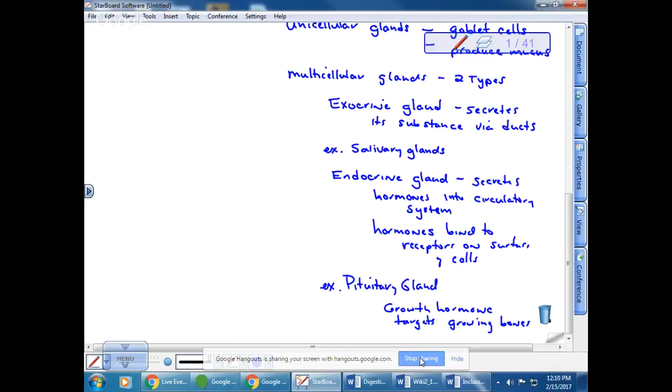As the bones lengthen, it is in response to the presence of growth hormone in the blood that specifically targets the bones. Now that growth hormone goes everywhere that the circulatory system does, but it only binds to the receptors on the bones, allowing them to grow.